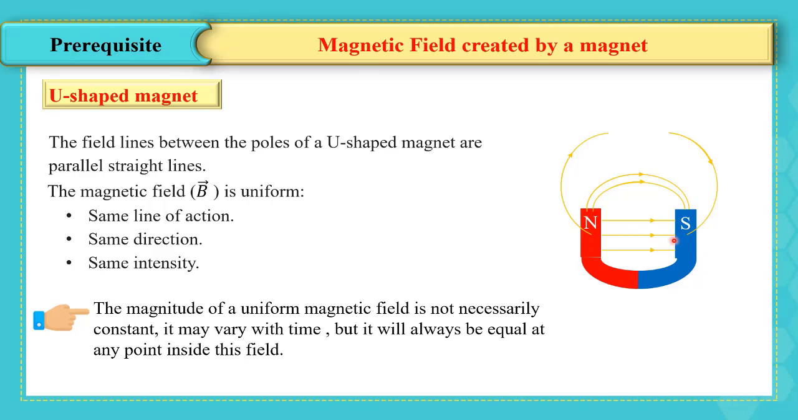Since the field lines are parallel and of the same magnitude and direction at any instant, we must note that the magnitude of a uniform magnetic field is not necessarily constant. It may vary with time, but will always be equal at any point inside this field.